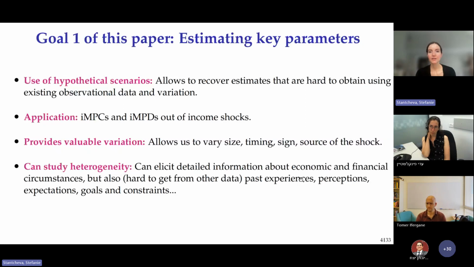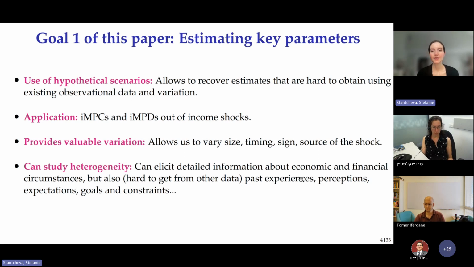shocks. So using this approach with hypothetical scenarios is going to allow us to recover estimates that are really hard to obtain using just existing observational data and variation. So we can have a lot of variation here that is hard to do in a controlled way in the data, such as vary the size of the shock, the timing of the shock, the sign of the shock, the source. All of this could be done in a nicely controlled way here, but of course, hypothetically, and I'll come back to this in a second.